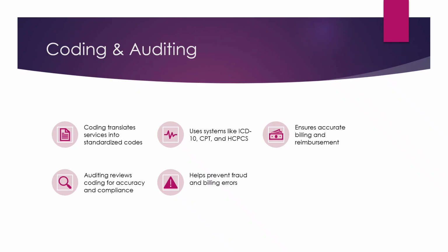Coding and auditing. Coding is the process of translating what was done for the patient into standardized code. These codes are what gets sent to insurance companies for billing and reimbursement. Auditing is the step where coding is reviewed to make sure everything is accurate and follows regulation. This helps prevent errors, reduces risk of fraud, and makes sure providers are paid correctly.